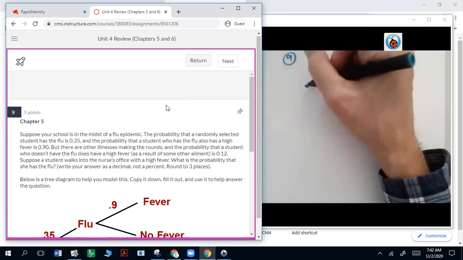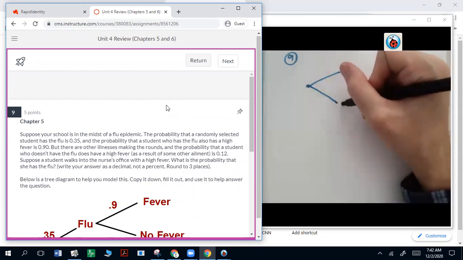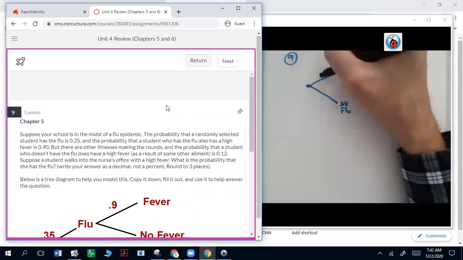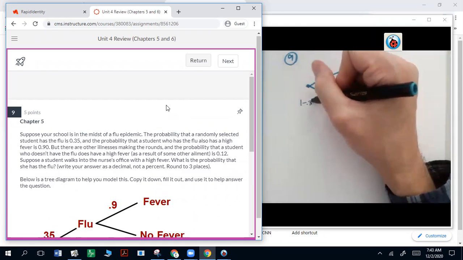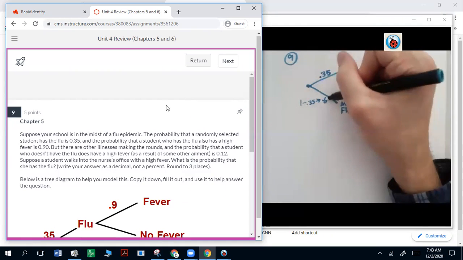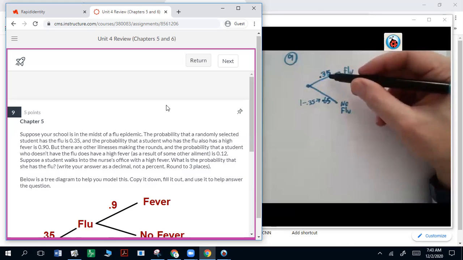That person's going to come in. They're either going to have the flu or not. We are given the probability of flu. That's 35%. So the no-flu branch is going to be 1 minus 0.35. So 65% of the people coming in don't have the flu, 35% do.